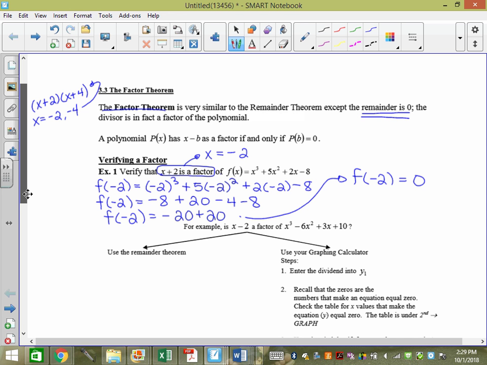So what does f of -2 equals 0 mean? What else does that represent, other than the remainder is 0? We know that the remainder is 0. That's what this tells us too, right? The remainder. But we also know that we have an X-intercept at -2, 0.